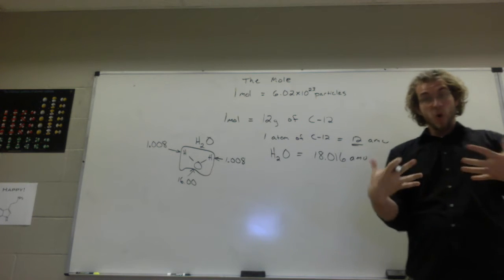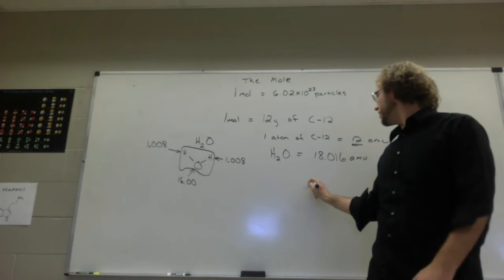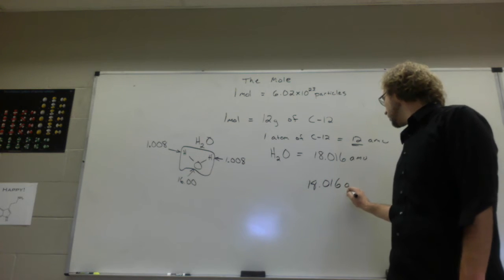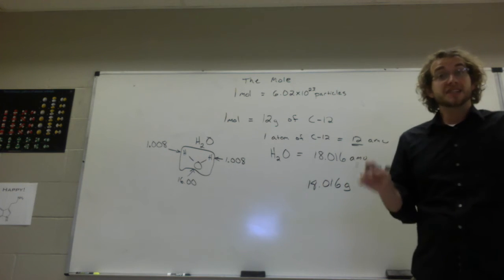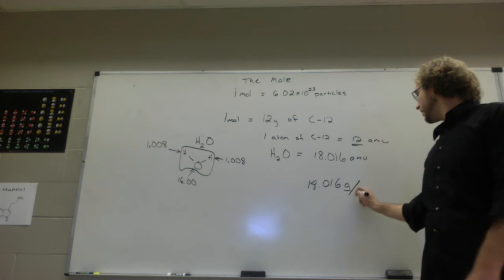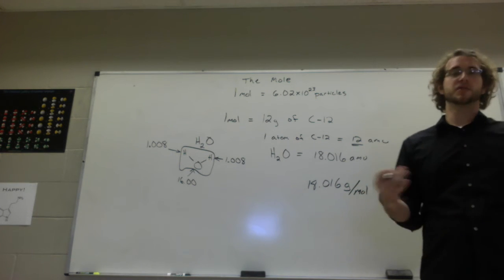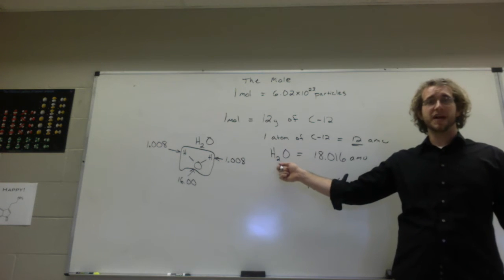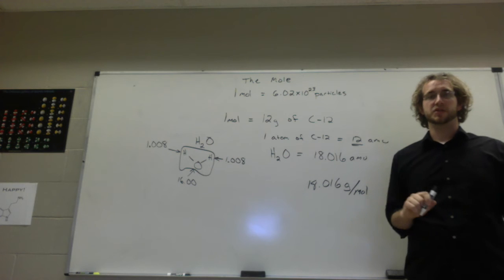If you had a mole of water, it would be 18.016 grams. Because they're both set to carbon-12, we can swap them out. And we would write this, if this was the actual molar mass, as grams per mole. So really, it's 2 hydrogen masses added to 1 oxygen mass.